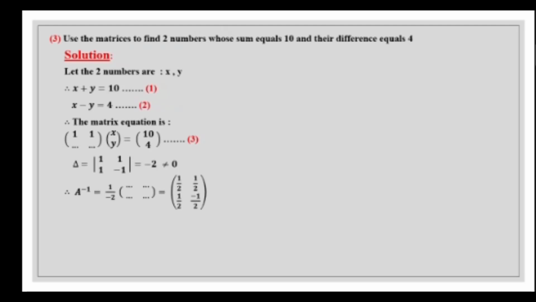the matrix A after changing the elements of the main diagonal and changing the signs of the other diagonal, and we will get the matrix half, half and half, negative half. Multiplying equation number 3 by the multiplicative inverse of the matrix A, which is A negative 1, from the left side.